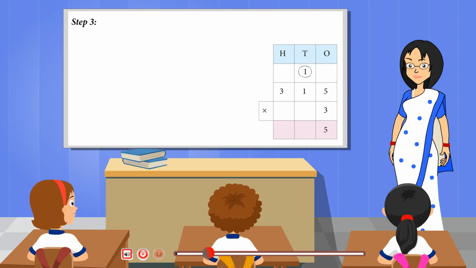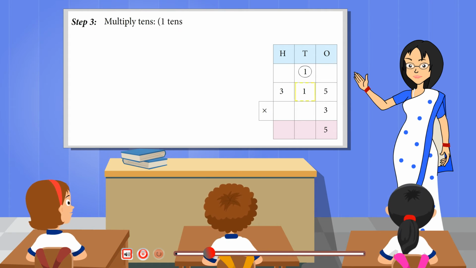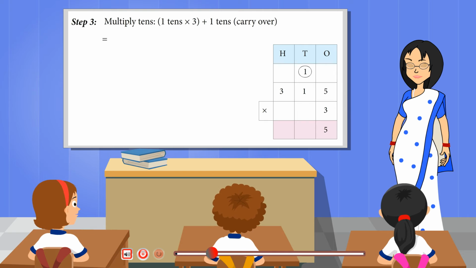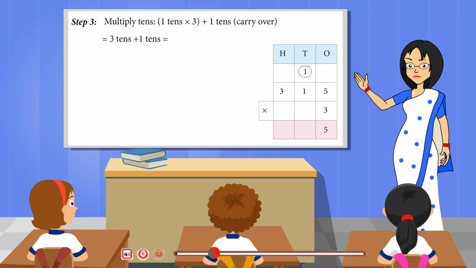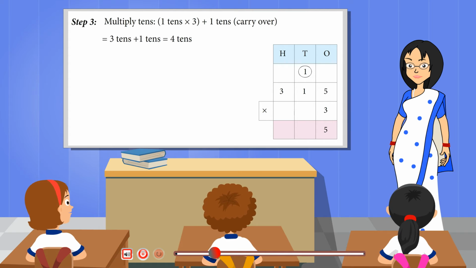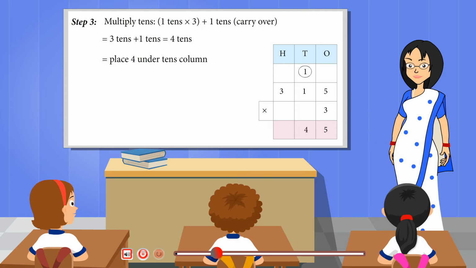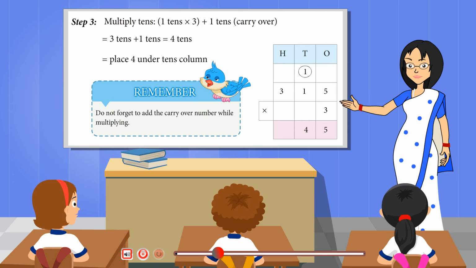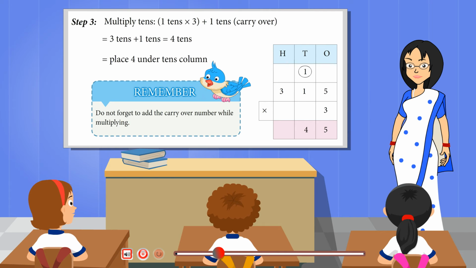Step 3. Multiply tens. 1 ten into 3 plus 1 ten carried over is equal to 3 tens plus 1 ten, which is equal to 4 tens. Place 4 under the tens column. Remember, do not forget to add the carryover number while multiplying.